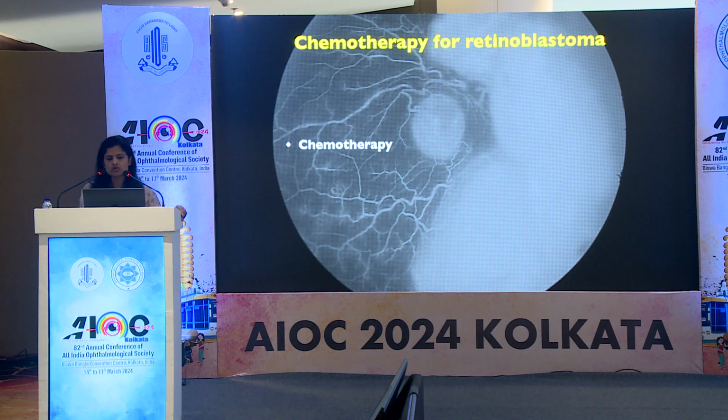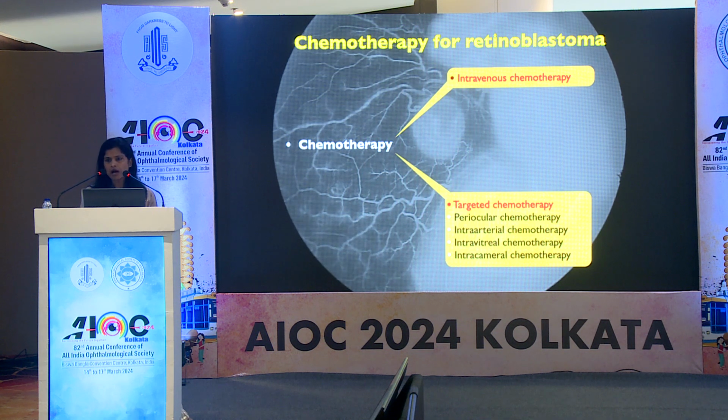So with this, let's come to what are the various forms of chemotherapy that are available. So the most common form is the intravenous chemotherapy, which has been around now for almost 4 decades. And it's a great form of treatment for retinoblastoma. And now the recently evolving form of chemotherapy that we have is a much more targeted chemotherapy. And I think we are in a very fortunate era where chemotherapy is being given into every possible cavity of the eye. It's not limited to only the intraarterial.